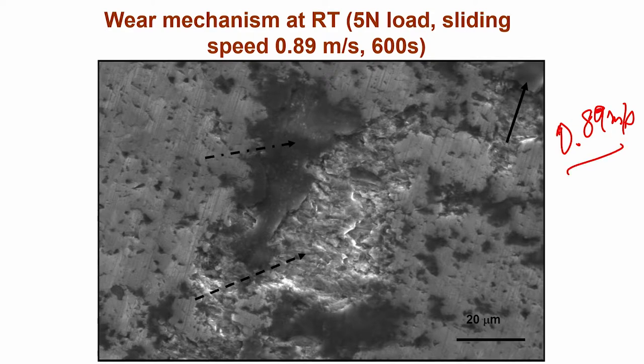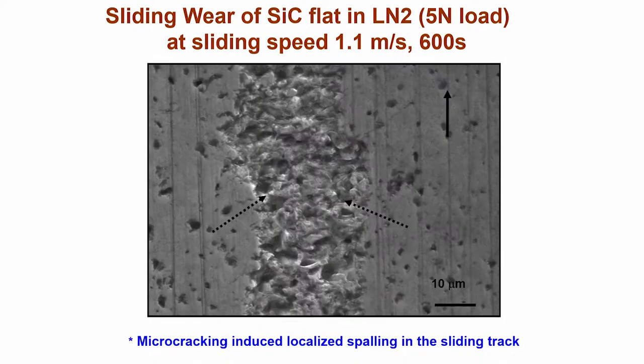Okay. So, this is your sliding direction. And if you look at this particular region or this particular region, here you can clearly see this backscattered electron image appears with different contrast compared to this particular region of the sliding surface. So, that means the tribochemistry plays a role and also there are tribochemical reactions taking place under these sliding conditions at 0.89 meter per second.